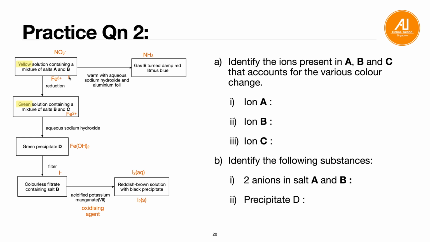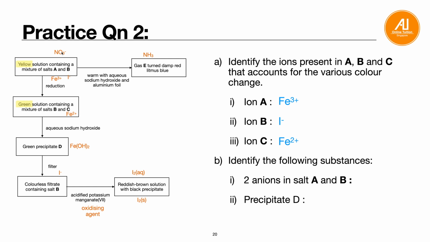Next. Okay, so these are the questions. Same thing, we always fill up everything in the flowchart first, then we transfer all our answers here. Identify the ions in A, B, and C. In A, because it's yellow in color, yellow color is due to what? Iron 3 plus. Okay, and then B will be I minus, and then C will be iron 2 plus.